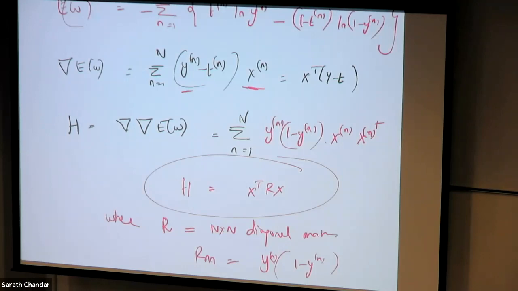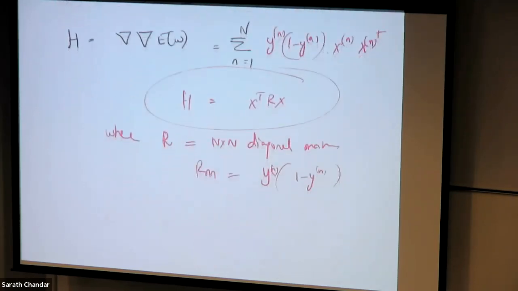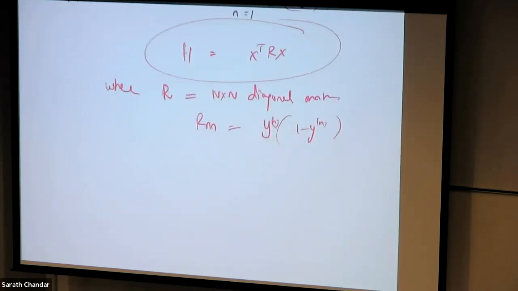Is that clear? In some sense, my Hessian is computed by this weighted term, where the weighting matrix R is coming from W itself. Is that clear? Okay. So now, with this formulation of Hessian, I can actually show you that logistic regression is actually a convex thing.